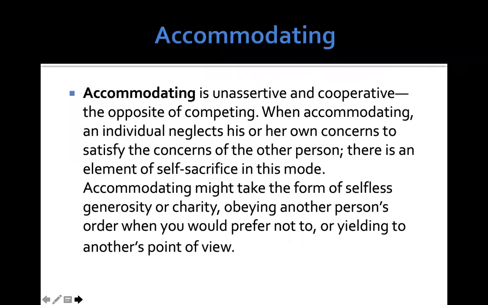And finally, there is accommodating. Accommodating is unassertive and cooperative, the opposite of competing. When accommodating, an individual neglects his or her own concerns to satisfy the concerns of the other person. So this is the people pleaser. There's an element of self-sacrifice in this mode. Accommodating might take the forms of selfless generosity or charity, obeying another person's order when you would prefer not to, or yielding to another's point of view. Today I was accommodating because we had a meeting and nobody wanted to take minutes. So I just said, well, I would do it, even though I really didn't want to do it. So accommodating can take many forms when you are having a conflict.